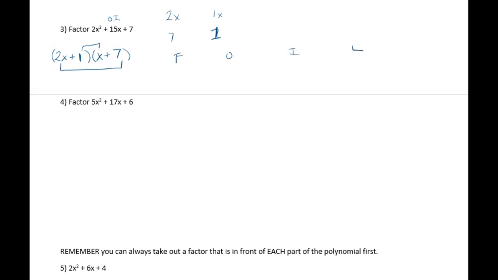My first is 2x times x, which is 2x squared. My outside is the 2x times the 7. My inside is the 1 times x. My last is 1 times 7. When I add them all up, I do indeed get 2x squared plus 15x plus 7. So I did it correctly.